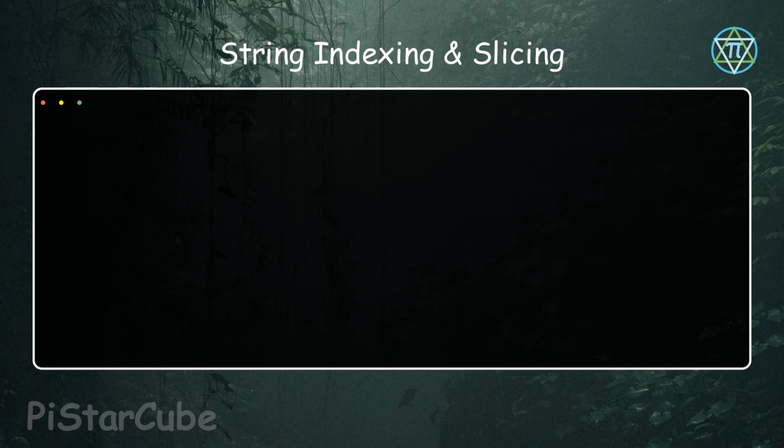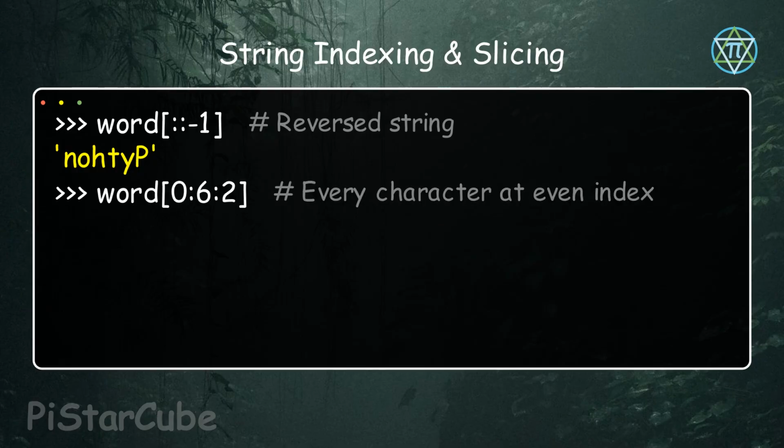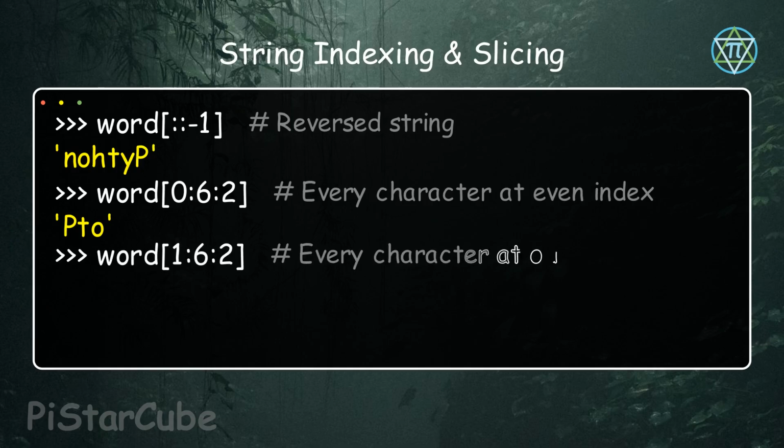Let's look at some cool ways to slice strings with steps. Using word[::-1] reverses the whole string. So Python becomes the reverse of Python. You can also pick every second character by adding a step number, like word[0:6:2] grabs letters at even positions, giving you PTO, or word[1:6:2] picks letters at odd positions, which results in YHN. It's a fun way to jump through a string and grab just what you want.